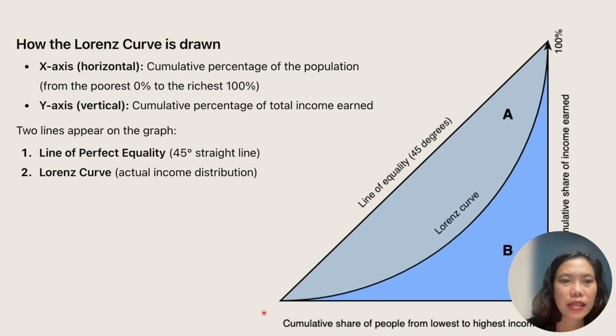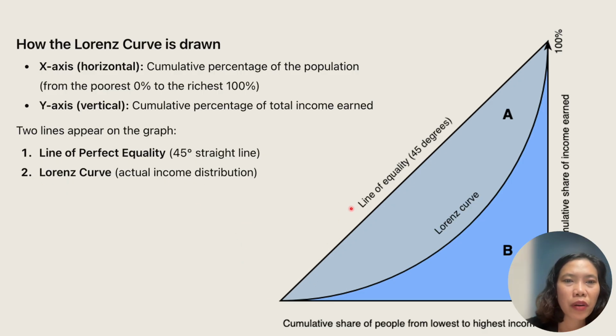So the x-axis here is the cumulative share of people from the lowest to highest income, the cumulative percentage of population from the poorest to the richest. The y-axis here is the cumulative percentage of total income earned. Two lines appear on the graph.